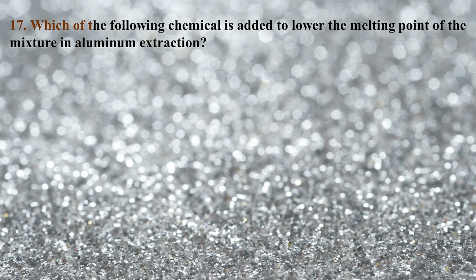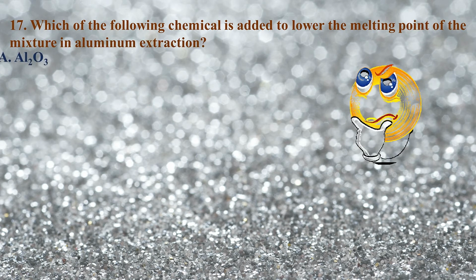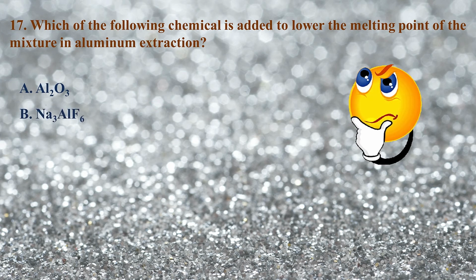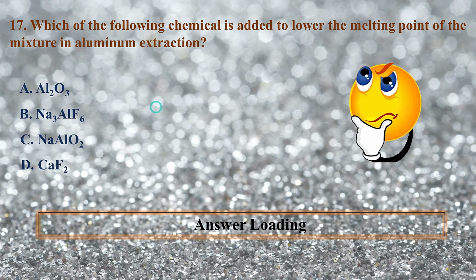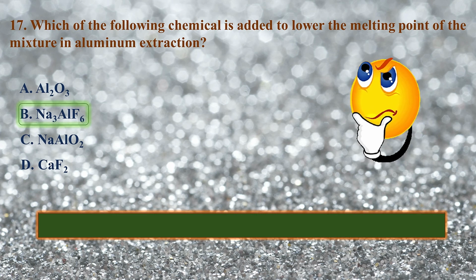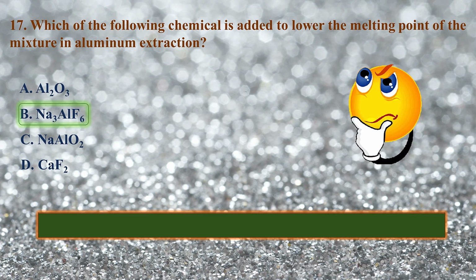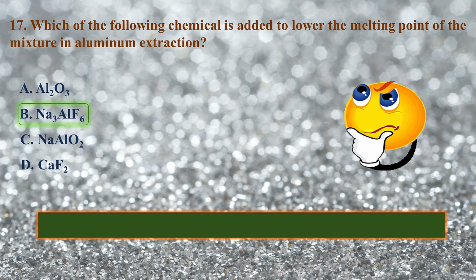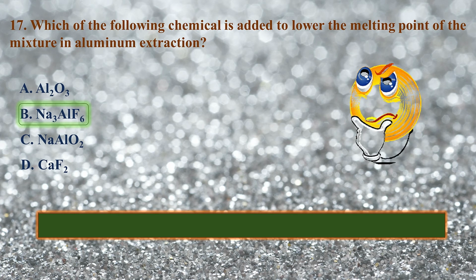Next question is, which of the following chemicals is added to lower the melting point of a mixture in aluminium extraction? And your options are A, Al2O3, B, Na3AlF6, C, NaAlO2, and D, CaF2. And your time starts now. And the correct answer is B, Na3AlF6. This is known as cryolite. This is another ore of aluminium which is added as a solvent to lower the melting point of alumina.